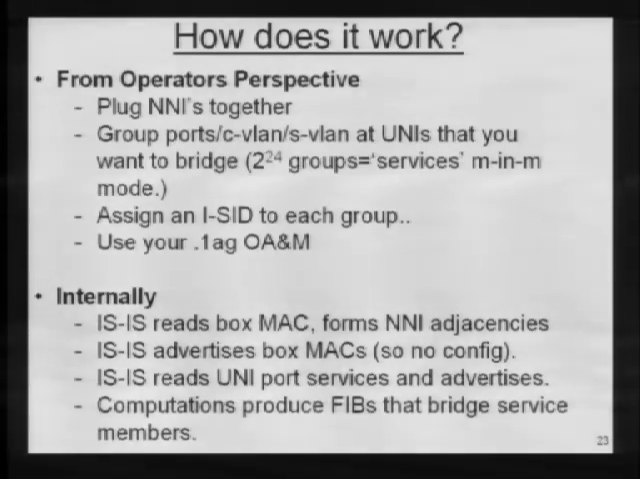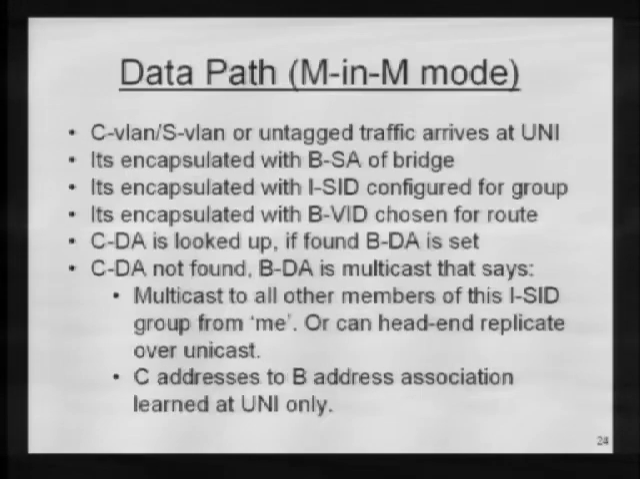IS-IS will then read the UNI port services, so the I-SID information that you've configured on the edge of this network, or which could actually be learned, but the protocol doesn't really care how you get it. It advertises that service information together with the topology information, puts it into a calculation machine, which then produces the forwarding tables that bridge all of those service members together with those properties that I just described.